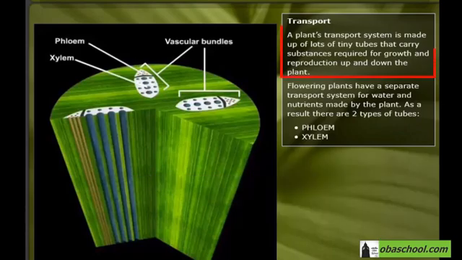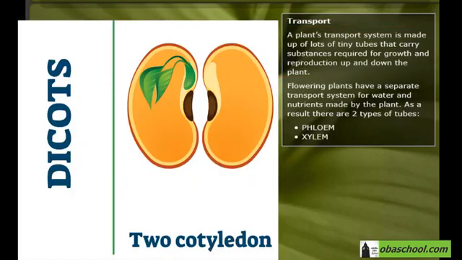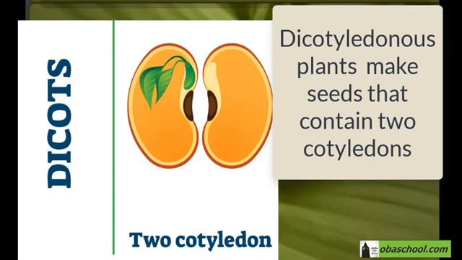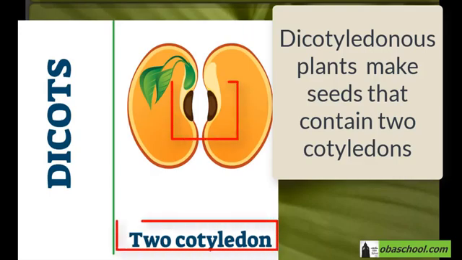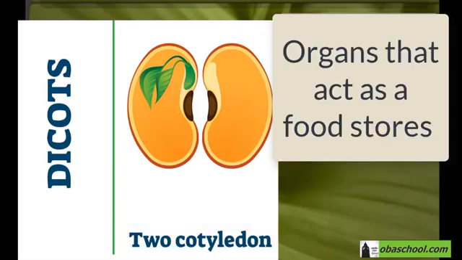The plant's transport system is made up of lots of tiny tubes that carry substances required for growth and reproduction up and down the plant. Flowering plants, specifically the dicotyledonous plants, make seeds that contain two cotyledons, which are organs that act as food stores for the developing embryo plant and form the first leaves when the seed germinates.